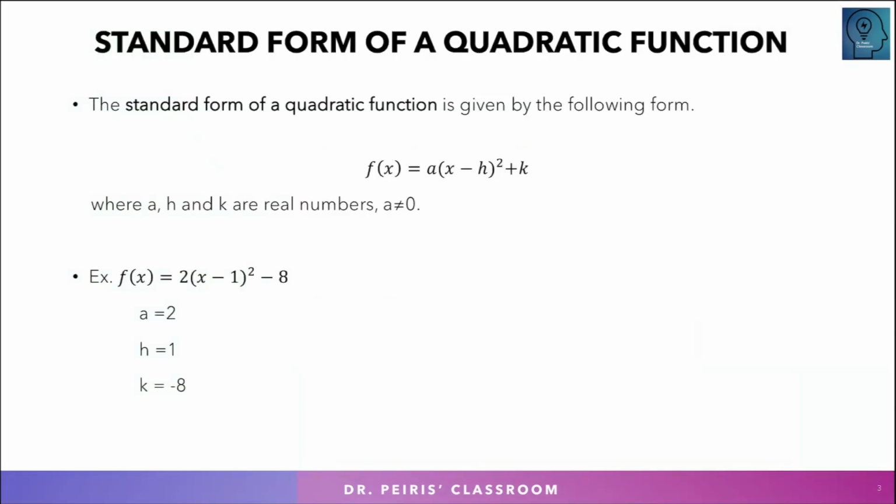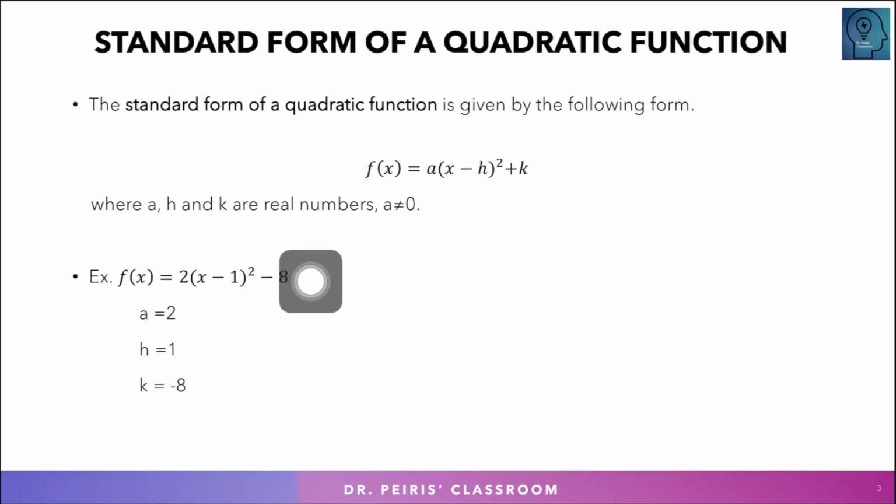So what is the standard form of a quadratic function? It is basically in this form: f of x equals a times (x minus h) squared plus k. a, h and k are real numbers and a is not equal to 0. So to have a quadratic function, a cannot be equal to 0.